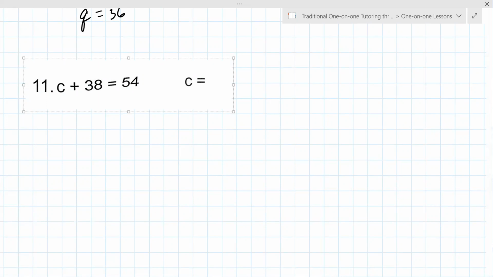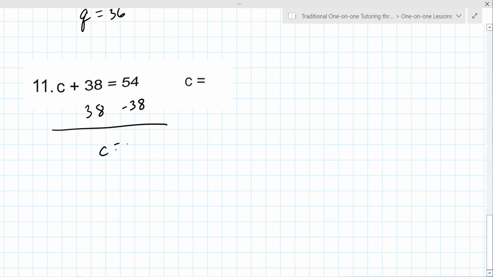18? You subtract 38 from both sides, and the answer is not 18. Give that one more try. Okay. 16? Yeah, C is 16. Perfect. See, the only thing that really could trip you up on these is arithmetic errors, either adding or subtracting.